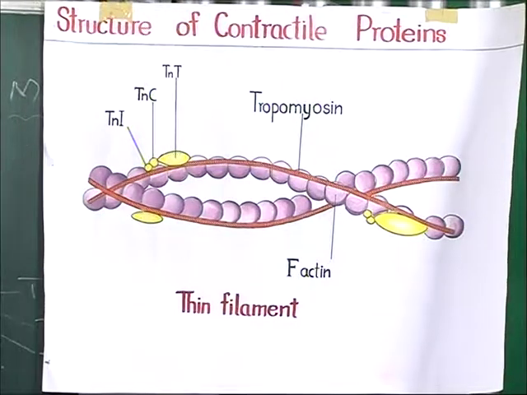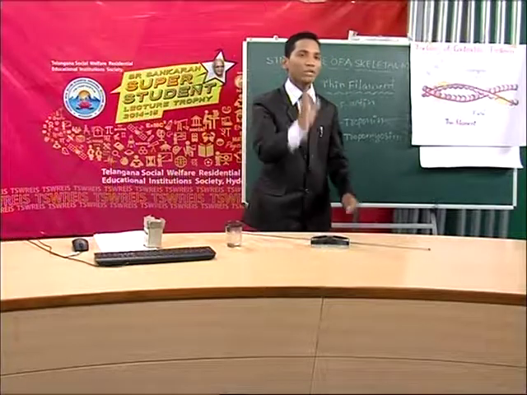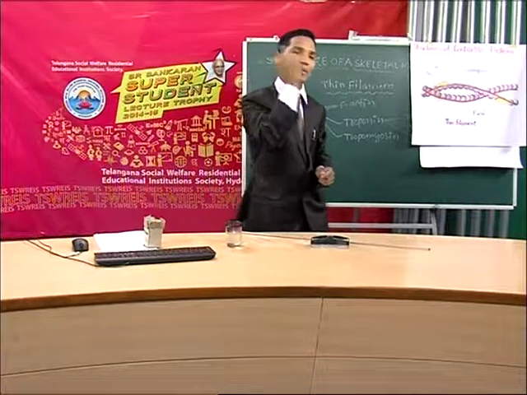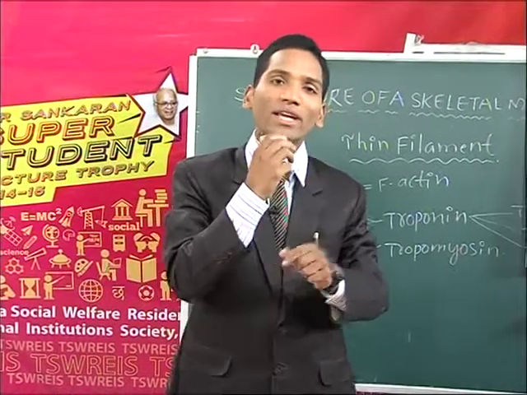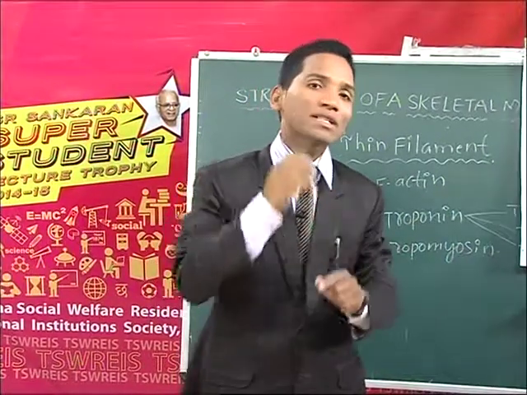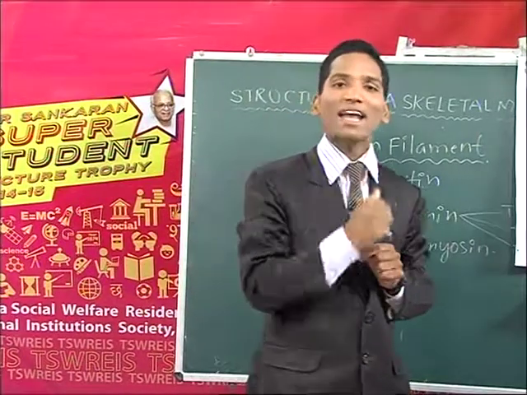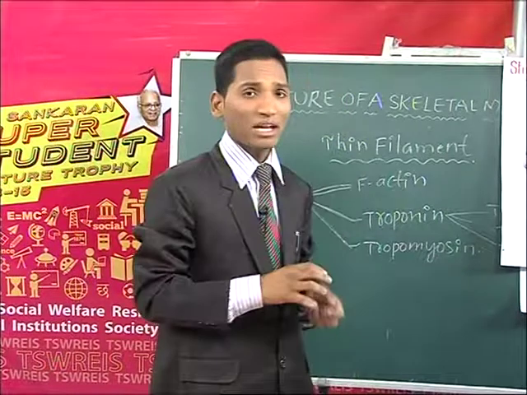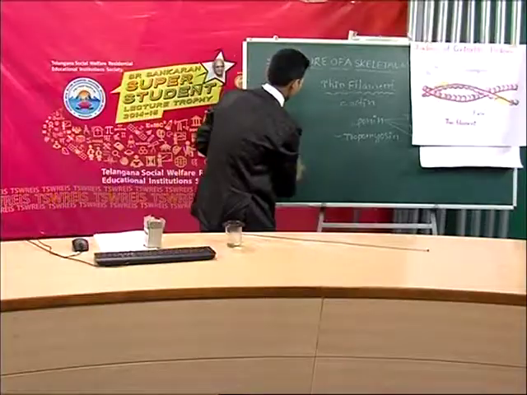So this troponin and tropomyosin can also be called regulatory proteins. Why? Because their role is masking and unmasking the actin site. That's why these are called regulatory proteins. Okay, let's see.